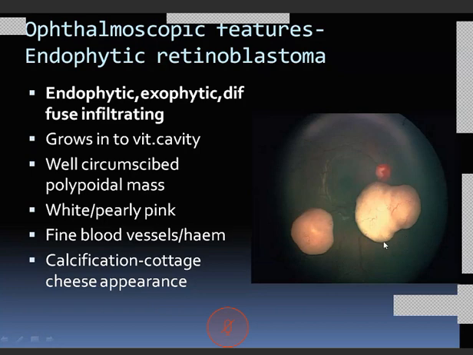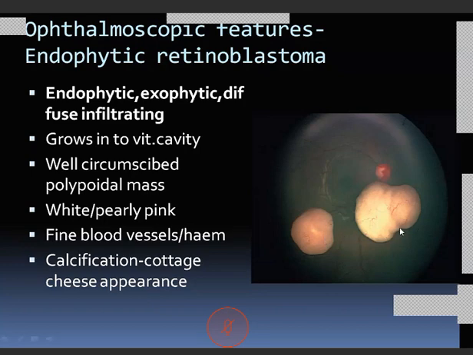Well circumscribed polypoidal mass, which is white or pearly pink in color, and we can see the fine blood vessels on the surface of the tumor, and sometimes we can see hemorrhage on the surface of the tumor. If there is a calcification, then it gives rise to what is known as cottage cheese appearance. So this is a multifocal retinoblastoma.